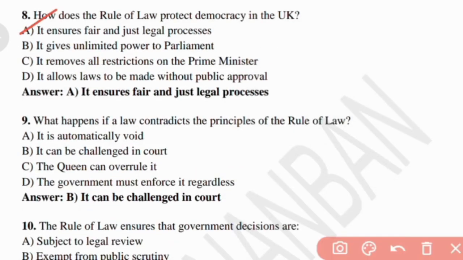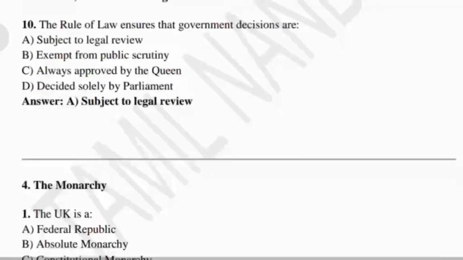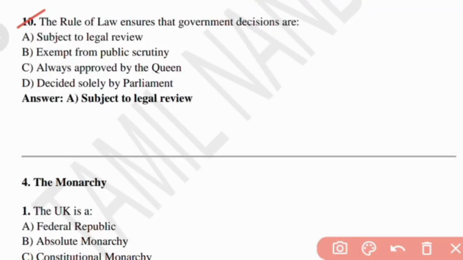How does the rule of law protect democracy in the UK? It ensures a fair and just legal process. What happens if a law contradicts the principles of the rule of law? It can be challenged in court. The rule of law ensures that government decisions are subject to legal review.